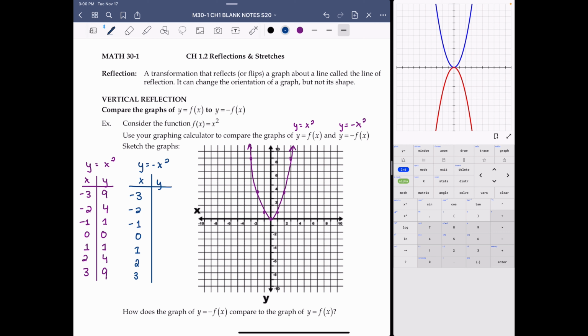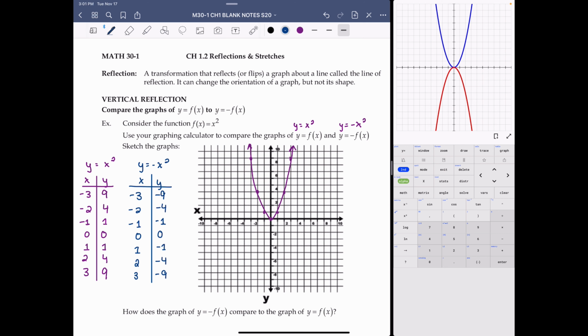-3 squared is +9, and then times -1 is -9. -2 squared is +4, times -1 is -4. -1 squared is +1, times -1 is -1. 0 squared is 0, times -1 is still 0. 1 squared is 1, times -1 is -1. 2 squared is 4, times -1 is -4. And 3 squared is 9, times that by -1, and we get -9.